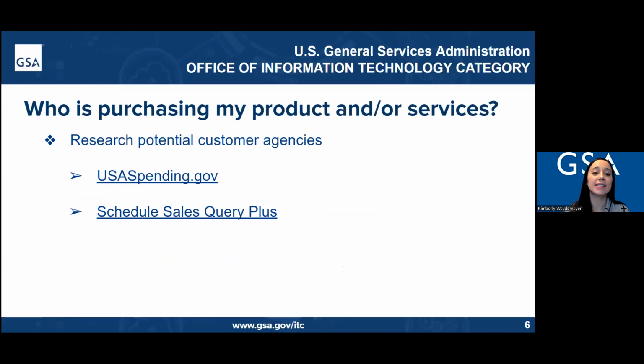So it's worth asking yourself, who's purchasing my product and or service? To research potential customers, you'll want to use two specific tools. There's usaspending.gov and Schedule Sales Query Plus. With these tools, you can research potential customers' spending habits and identify customers that have bought products or services similar to those you offer on your schedule contract.